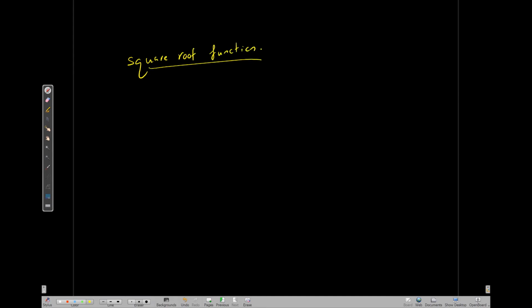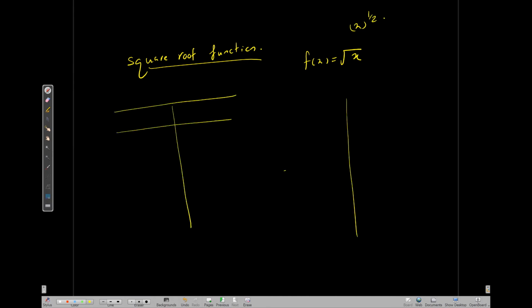Here, the base function f of x equals square root of x. This is the same as x raised to 1/2. Now, to learn this one, let me choose some values x, f of x. So we are talking about f of x equals square root of x.